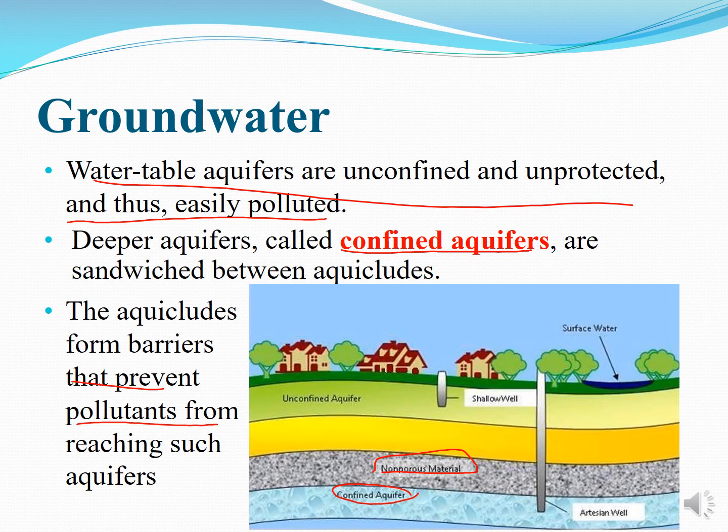As you see here, this right here is called an artesian well, and we have a shallow well. So the shallow well is going to be, again, unconfined, but the artesian well is a confined aquifer, and that's going to give you the clearest and the best water.